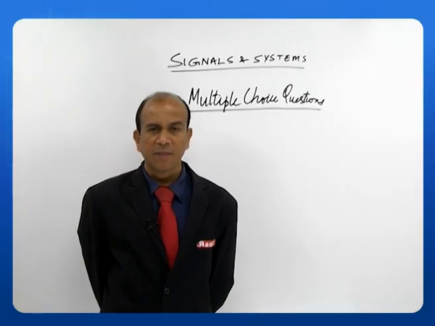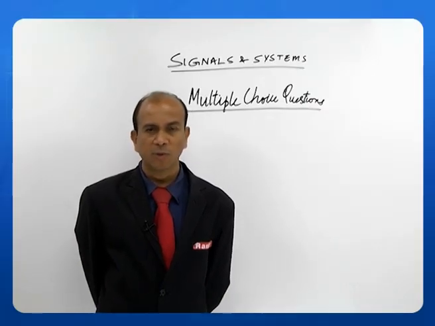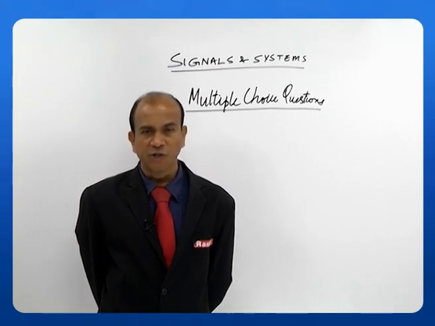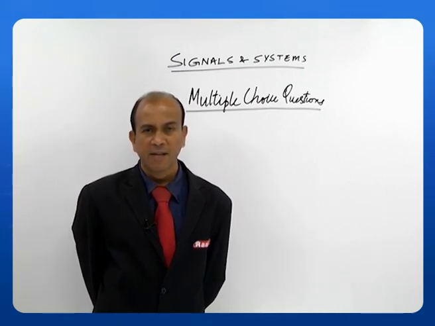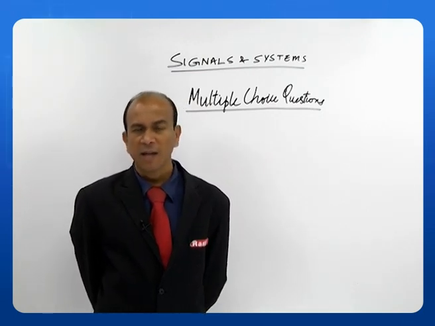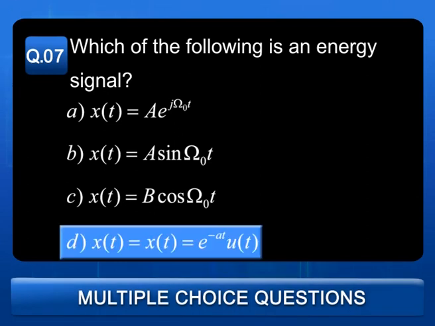The answer is the final option. x of t is equal to e to the power of minus at u of t is an energy signal. So the power of this particular x of t must be 0. That's why this is called an energy signal. So the answer is D.